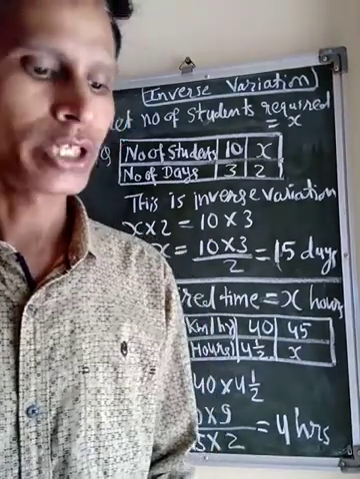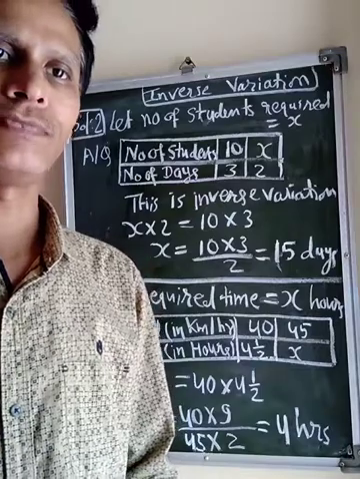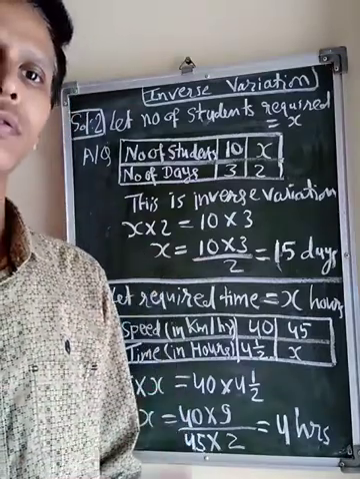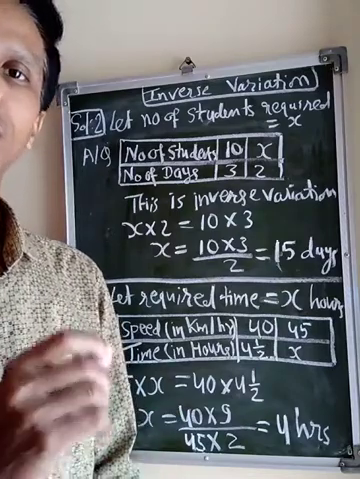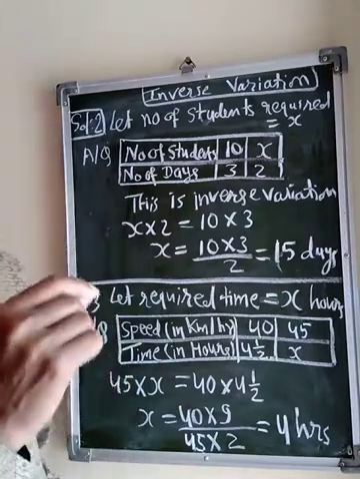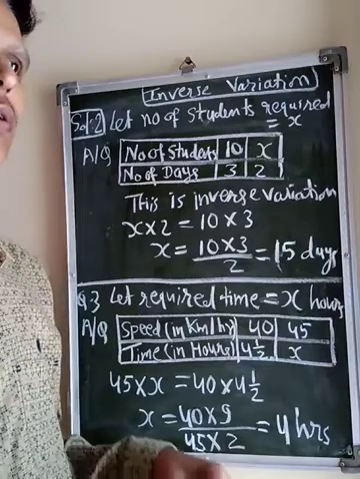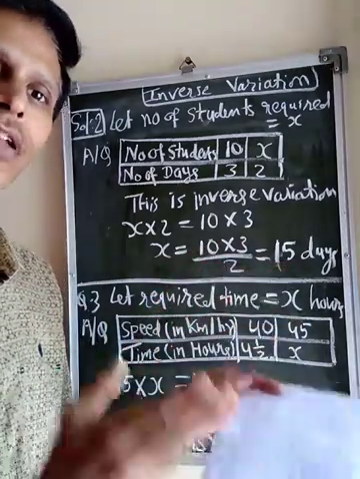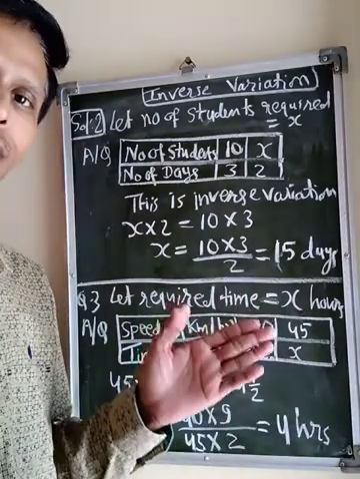Good evening students. Today we will discuss the inverse variation problem. In the previous video we have seen direct variation. Direct variation means when one quantity is increasing, then the other quantity also increases. That situation is called direct variation.